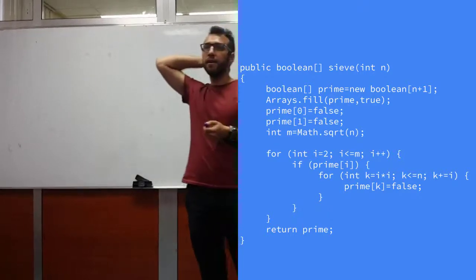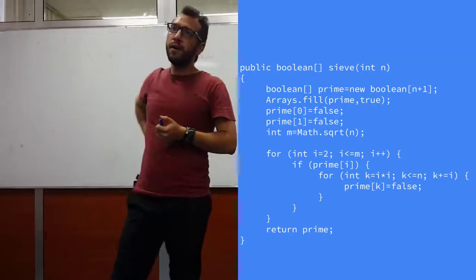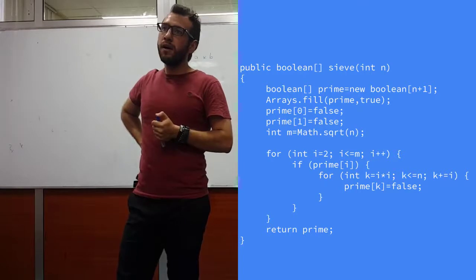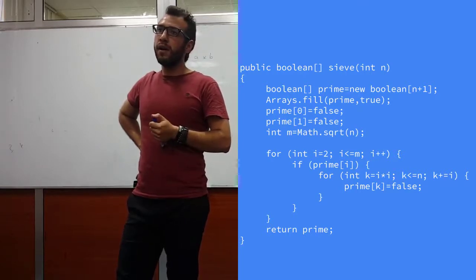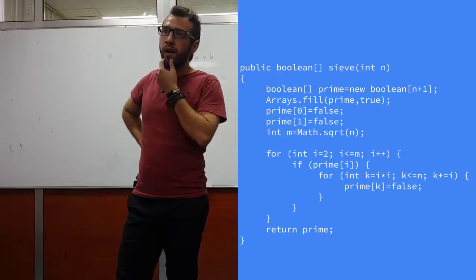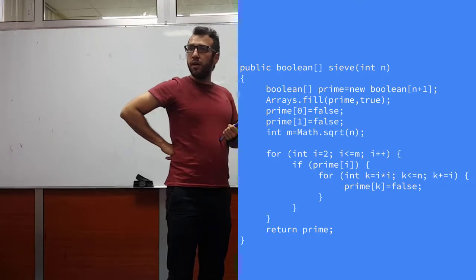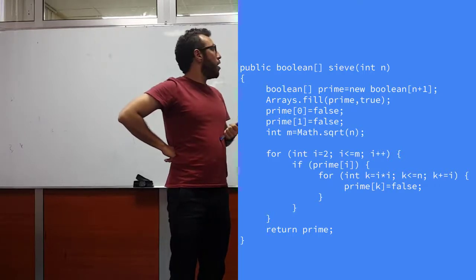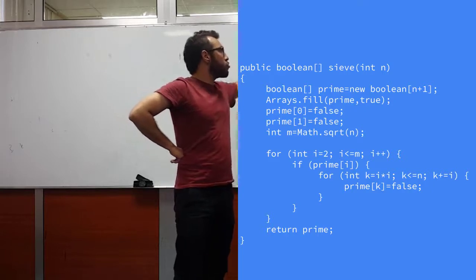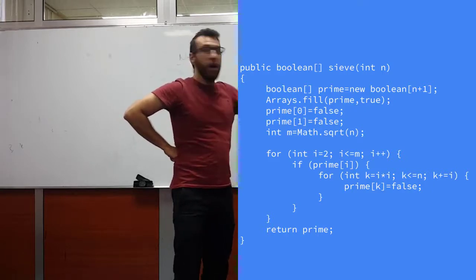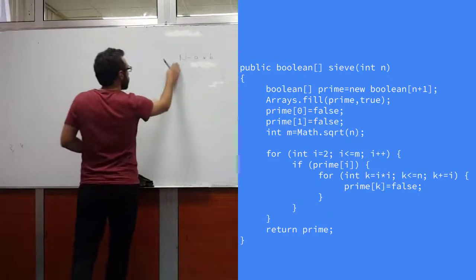Yes? I really didn't get the point of why we use the square root principle. I didn't get the reason behind why we are doing the square root. Why are we going up to the square root but not more than that? Yeah. Okay, so it's actually coming from here.